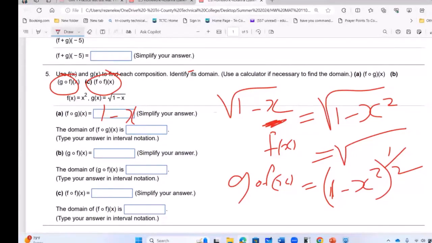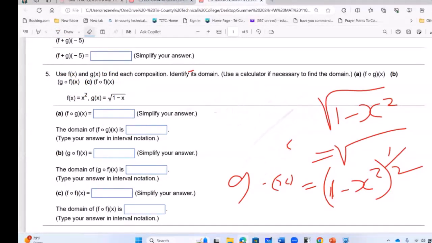Okay, now the last question says, find f composed of f. f composed of f, which means substitute f into f. That's all it is. So let's do that. Wherever I see f, I'll bring down f first of all, because it's f composed of f, I will substitute that.